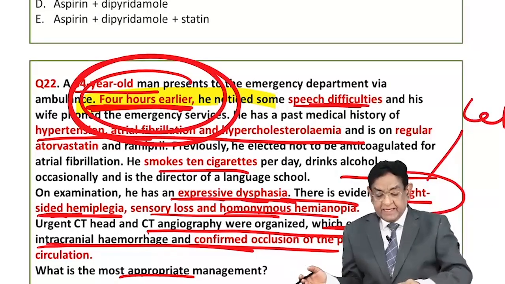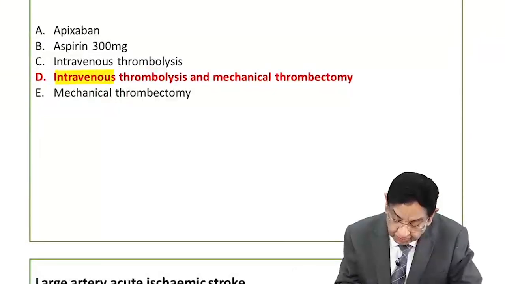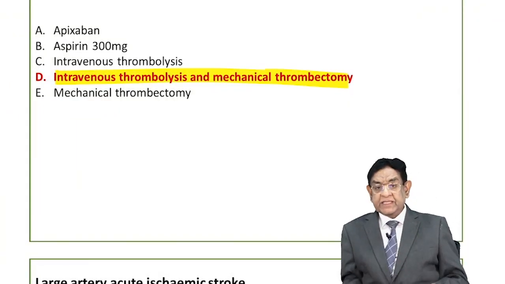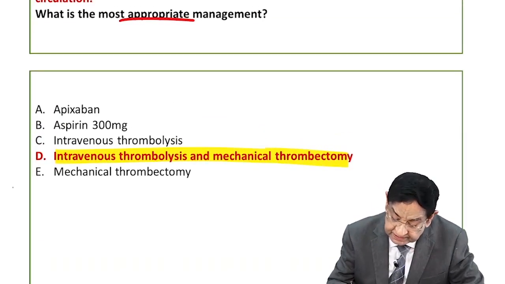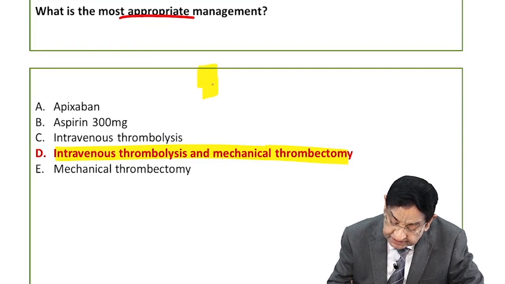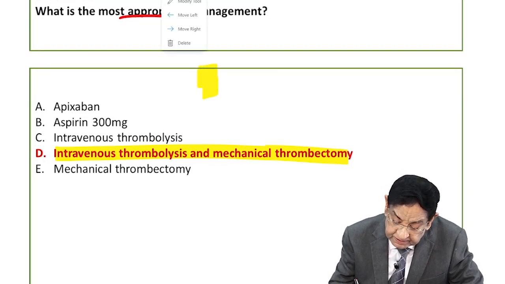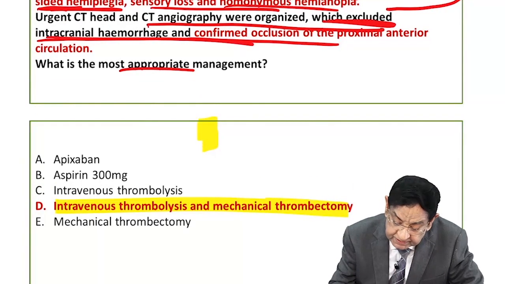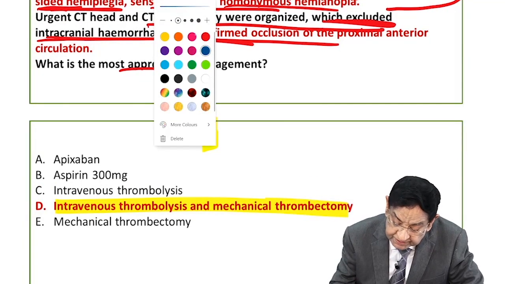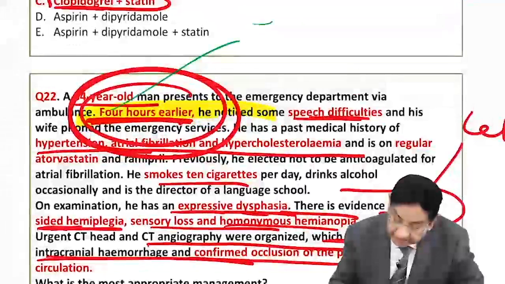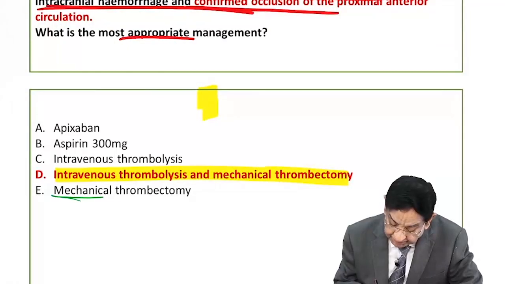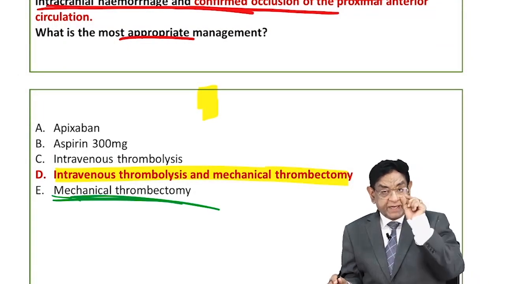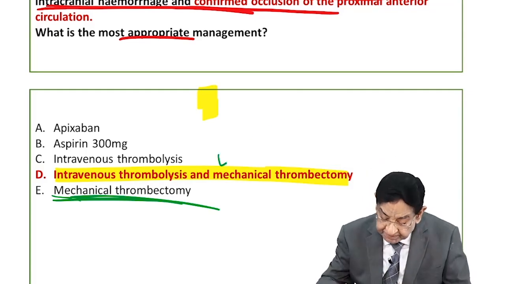Your concepts are clear. Now this is an ideal candidate for thrombolysis as well as mechanical thrombectomy. Suppose the time given in this question was 5 hours. Then you have to go for only mechanical thrombectomy. But here the time is within the window. This is the best answer.